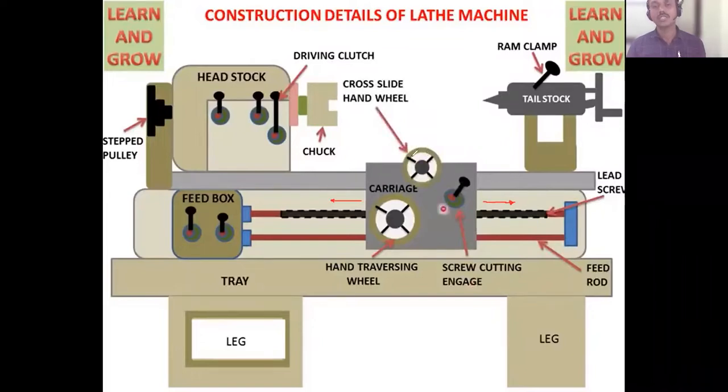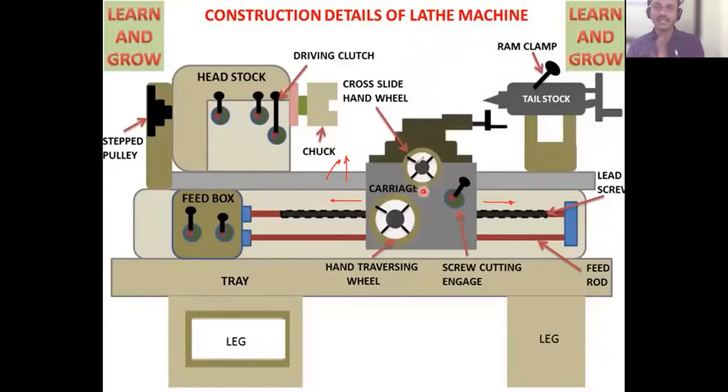This one is the cross slide. This wheel is used to make movement in this direction, not upward direction. Or I will draw it like this. If here we have left and right movement, then with this wheel we get movement in forward and reverse direction. So this one is the cross slide hand wheel. This one is the compound slide hand wheel.